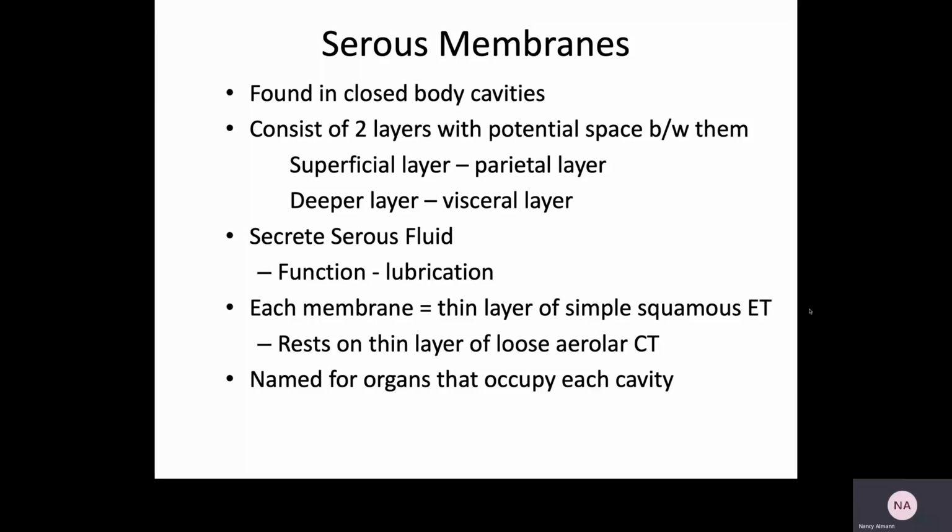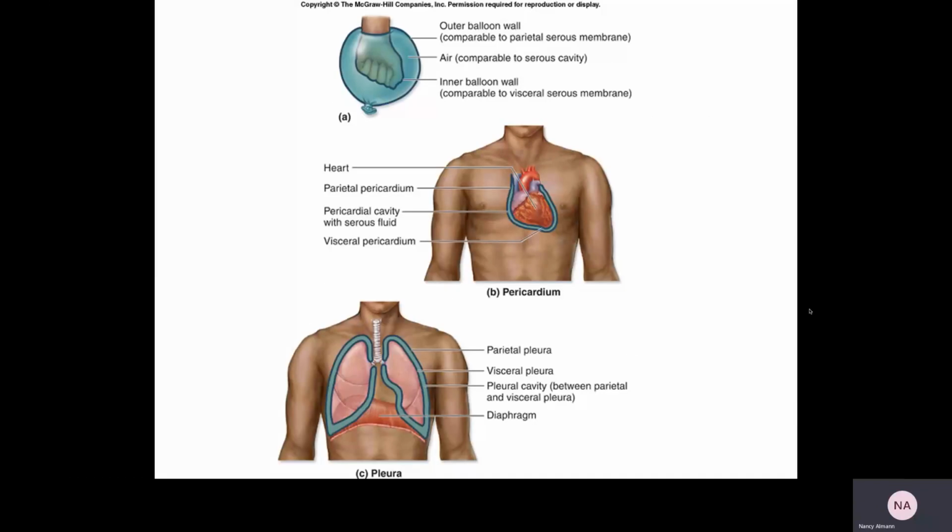Each membrane is going to be made up of a thin layer of simple squamous epithelium. This simple squamous epithelial layer will rest upon a thin layer of loose areolar connective tissue, and they will be named for the organs that occupy each cavity. So we're going to have the pericardial membrane, we will have the pleural membrane, we will also have the peritoneal membrane, which is going to cover the peritoneal cavity, the abdominopelvic cavity.